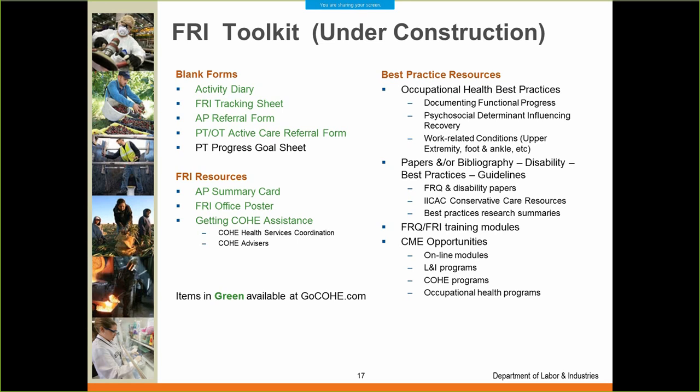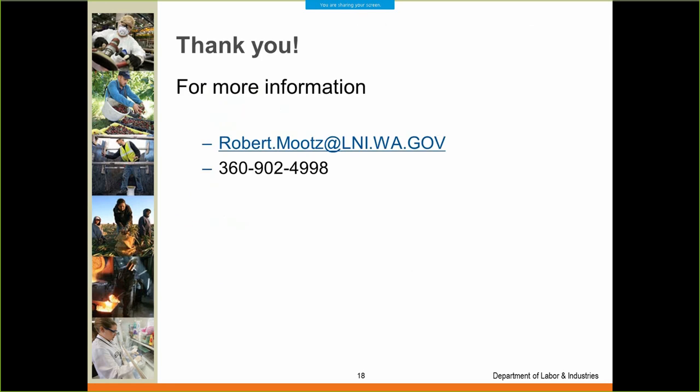So any questions or anything that people have, you can reach me. It's robert.moots@lni.wa.gov, and my phone number is there, 360-902-4998, and we can play email and phone tag to your heart's content.